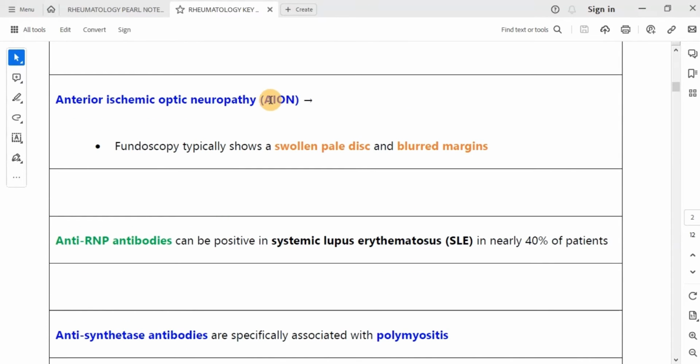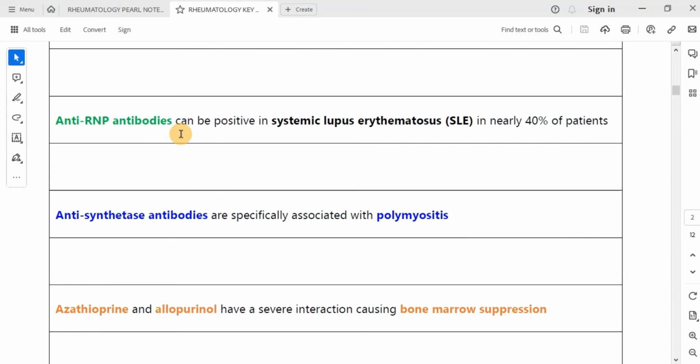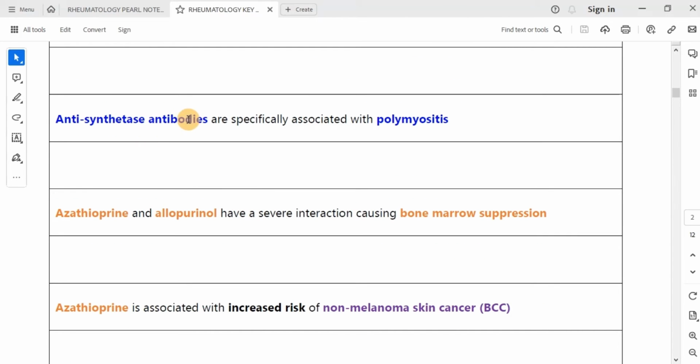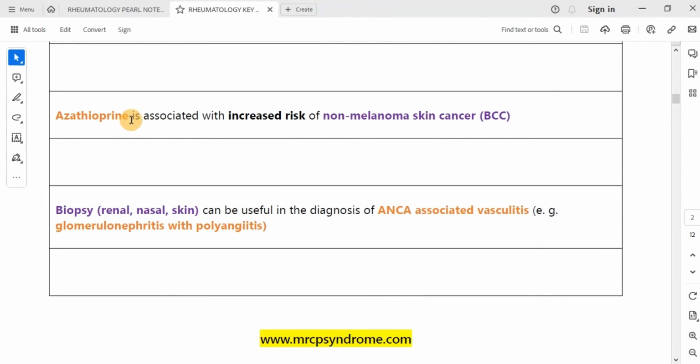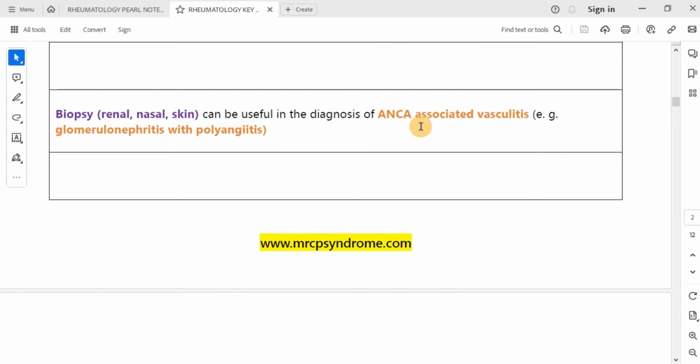Anterior ischemic optic neuropathy: fundoscopy typically shows a swollen pale disc and blurring of the margin. Anti-RNP antibodies can be positive in SLE in nearly 40% of patients. Anti-synthetase antibodies are specifically associated with polymyositis. Azathioprine and allopurinol have a severe interaction causing bone marrow suppression. Azathioprine is associated with increased risk of non-melanoma skin cancer, that is basal cell carcinoma.